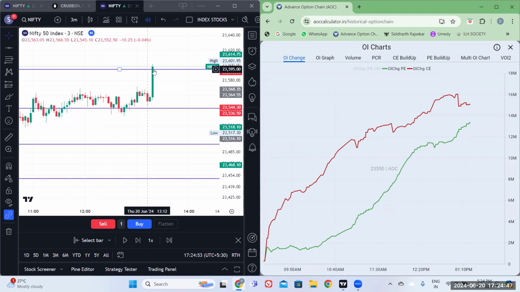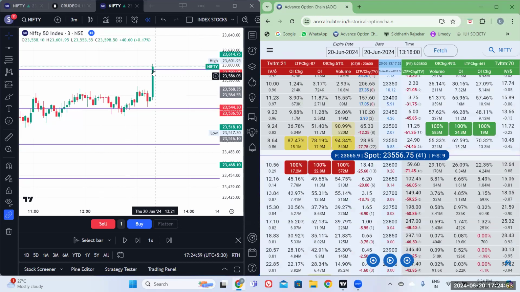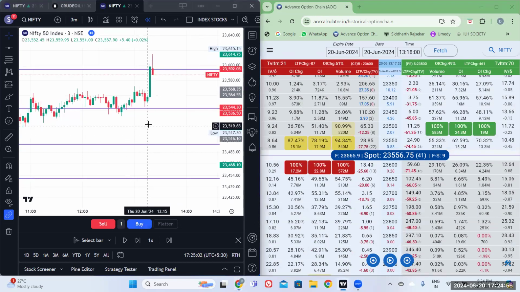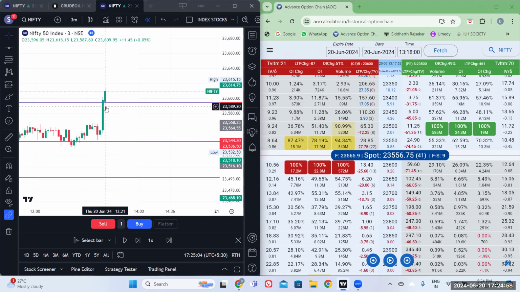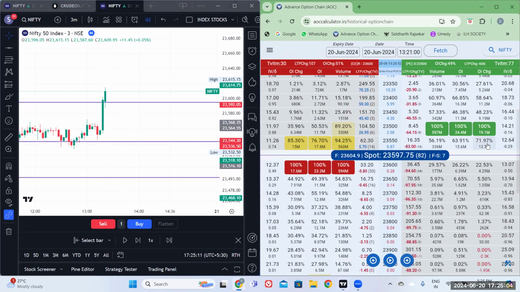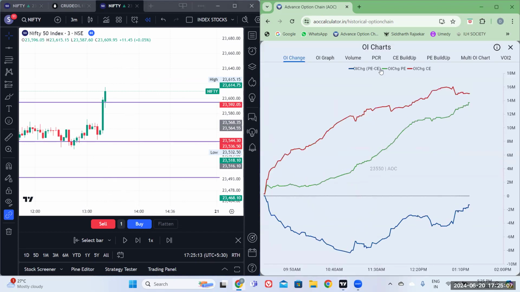So this entry here could have been made easily, right? Because it can quickly reverse sometimes. So I did take a PE from here. After that, the market again closed above. It tried to come down again, but it closed above that. So 121 here is where I think something.